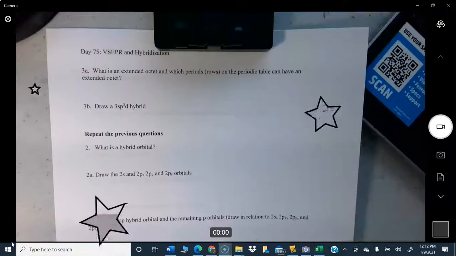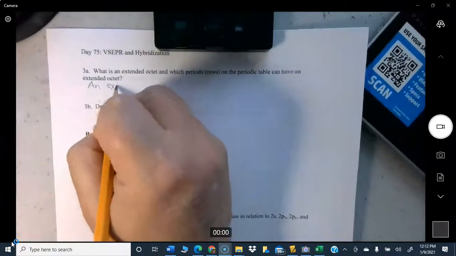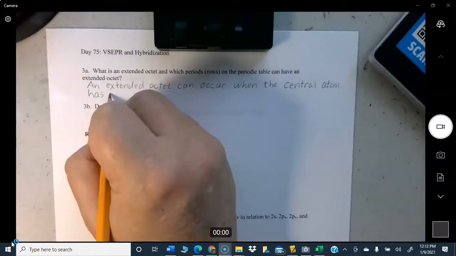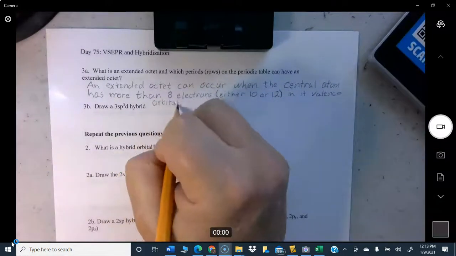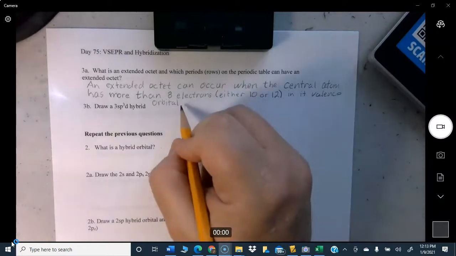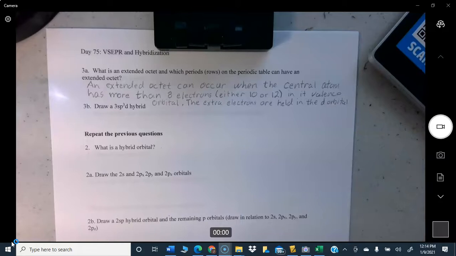Okay, so question 3A. What is an extended octet, and which periods, rows on the periodic table can have an extended octet? So I'm going to go ahead and write out that answer. Okay, so an extended octet can occur when the central atom has more than 8 electrons, and it's either going to be 10 or 12 in its valence orbital. And let me add this. Okay, so the extra electrons are held in the d orbital.